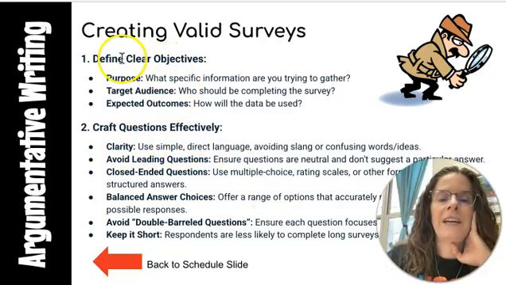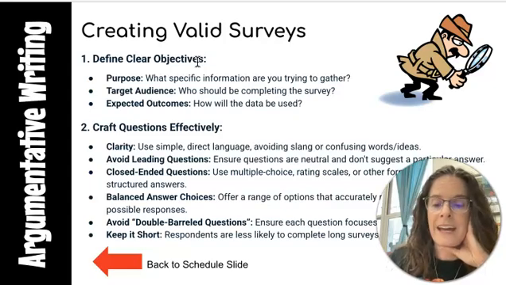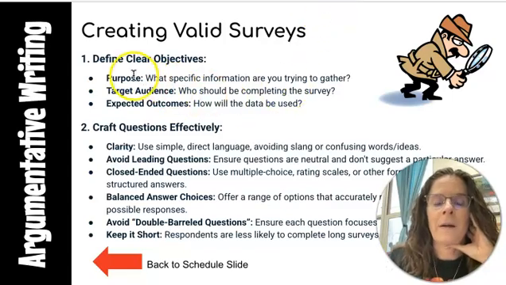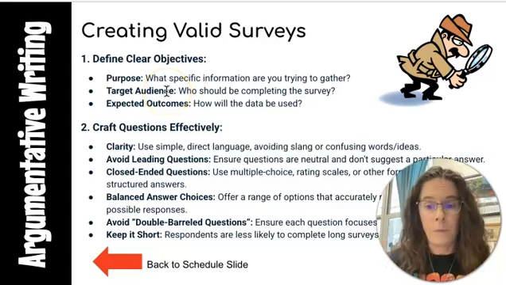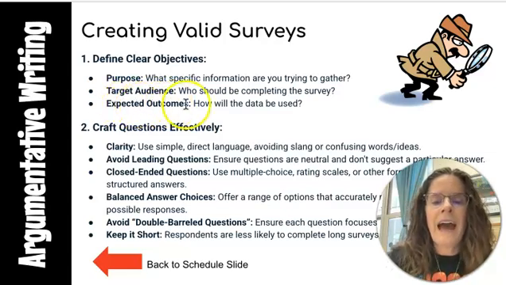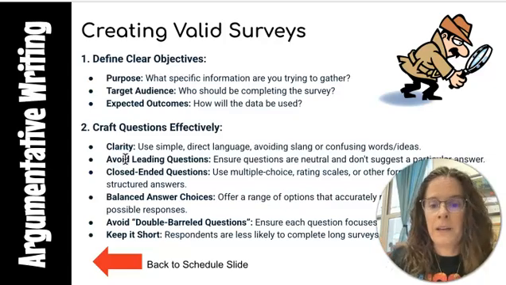So in the survey, you need to make sure you are clear with what is the point of your survey. Explain at the top why you are collecting the information. Give the purpose, who your target audience is, whether you're trying to get information from students or parents or teachers or all of the above. And then how are you going to use the data? I'm going to use this information in an argument about XYZ.